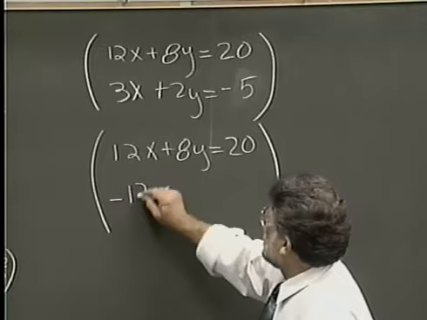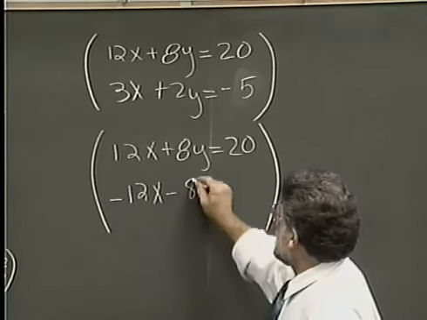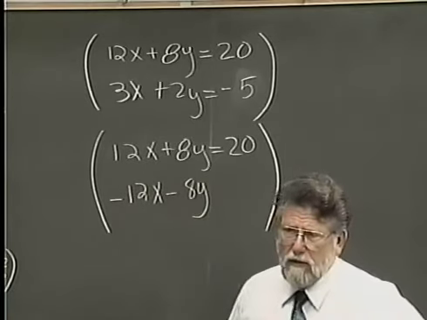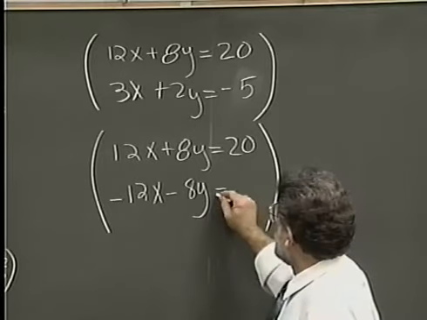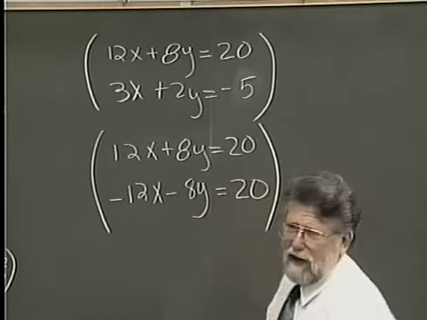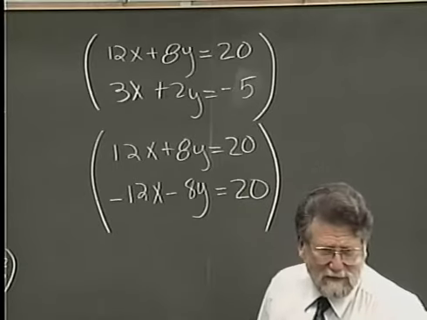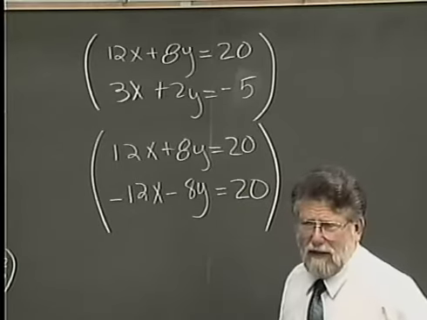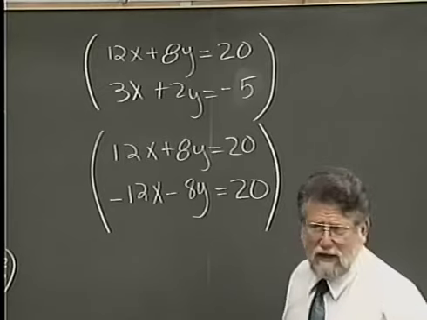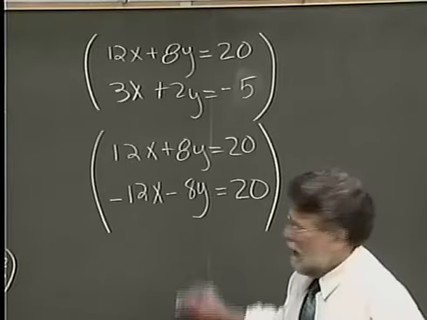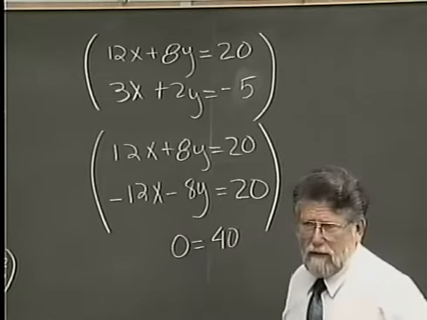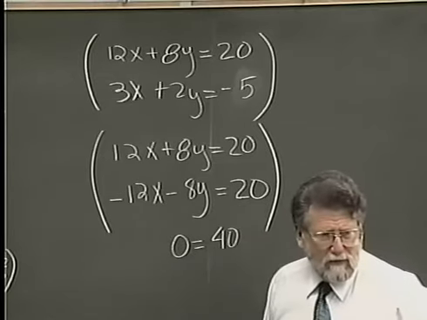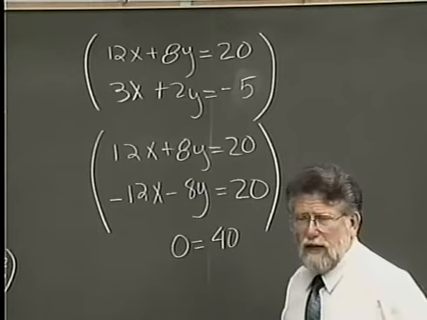So, negative 12x minus 8y, and some of you just didn't want to do this. It is a 20, not a negative 20. Now when I add on the left side to eliminate x, I also eliminate y. And I get 0 equals what? 40. But what does that tell you? That you've got a contradiction.